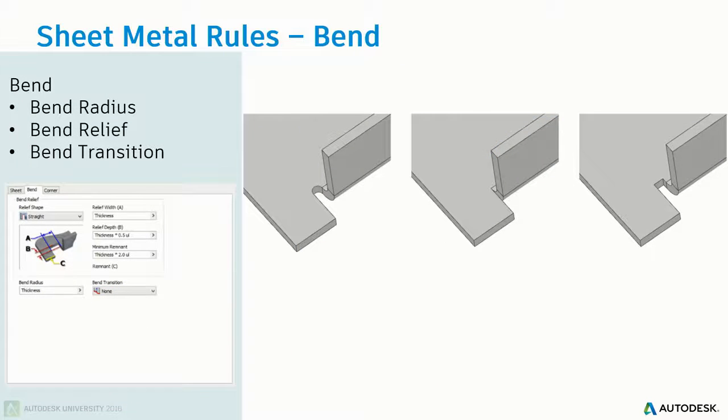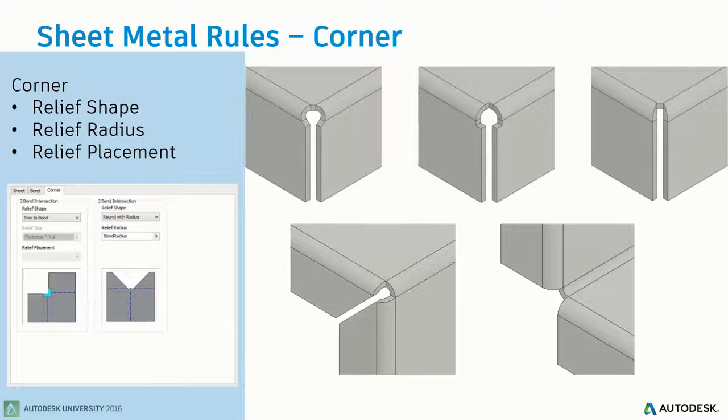So for bend, the most important thing is to define the relief shape, the bend radius and the bend transition. There are three relief types in Inventor: round, tear, and straight. For corner, it's similar to bend, in that you need to define the relief type and the relief parameters.